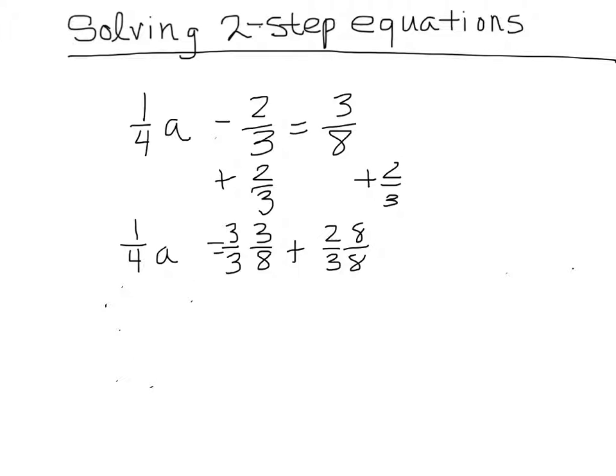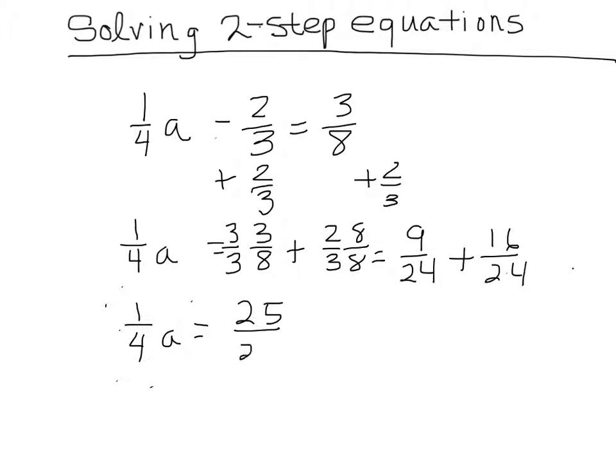And that gives me 9/24 plus, let's put an equal sign there to make things not confusing, plus 16/24. So rewriting, I have 1/4 a is equal to 25/24. Now, a still needs to be by itself.